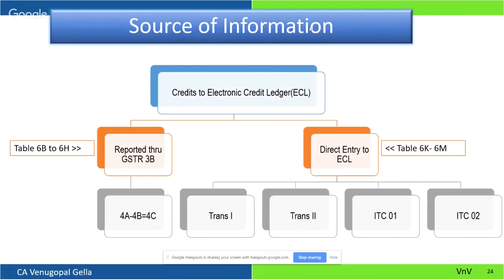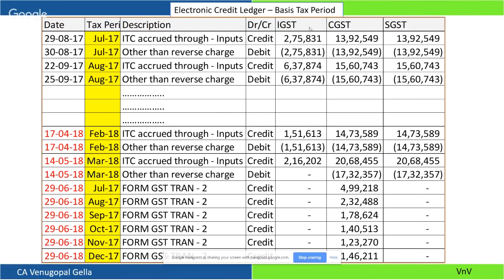When you log into the portal, you will be able to see all these credits reported in table 6 and table 7. How does this show up? Please note, for you to reconcile what has to be reported, you can download your electronic credit ledger. When you download your electronic credit ledger, you have two columns. The first column is date, the second column is tax period. What is reported in GSTR 9 is for the values which are there in the tax period July 17 to March 18.